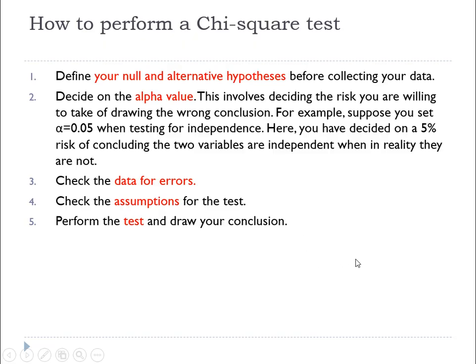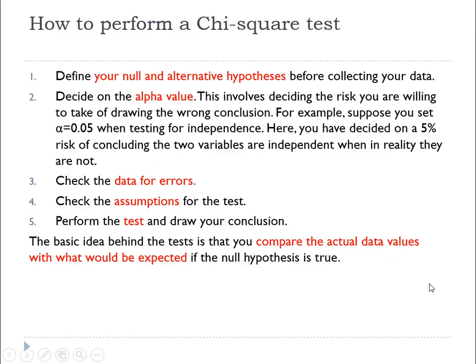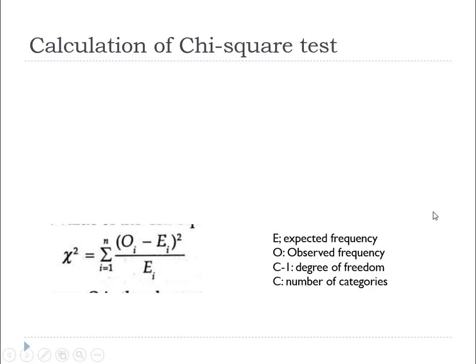Then finally you draw a conclusion whether the null hypothesis is true or not, or whether you have got a significant result or not. So the basic idea again is to compare the actual data values with what is expected, and therefore the null hypothesis you have to prove whether it is true or not. So how do you calculate the chi-square test? This is the formula: chi-square is equal to the summation over i of (Oi minus Ei) the whole square divided by Ei, where O is the observed frequency and E is the expected frequency.